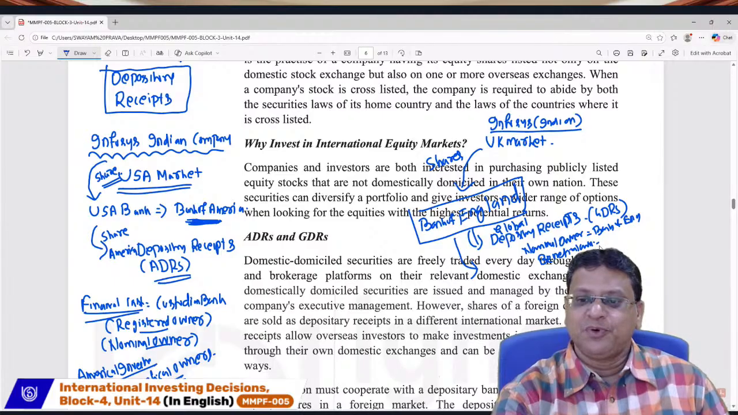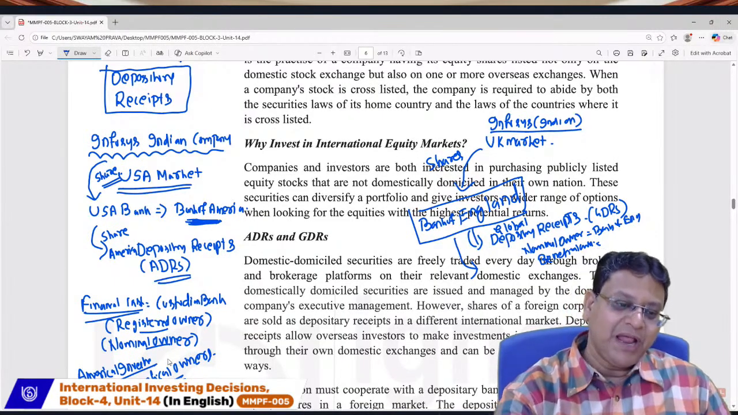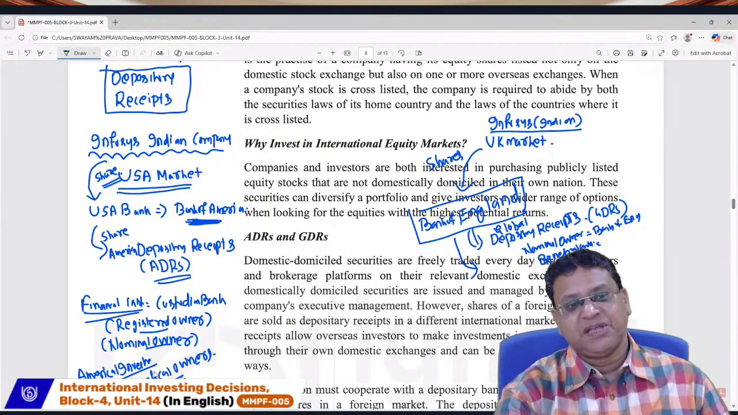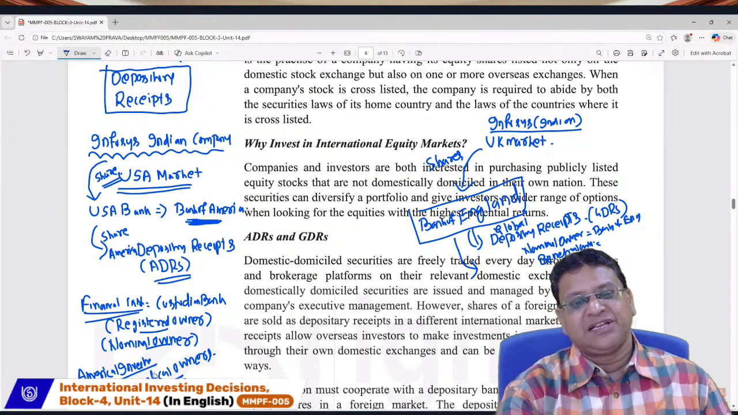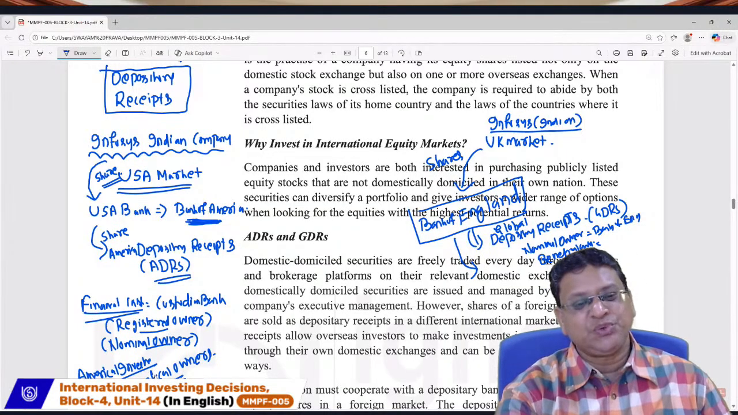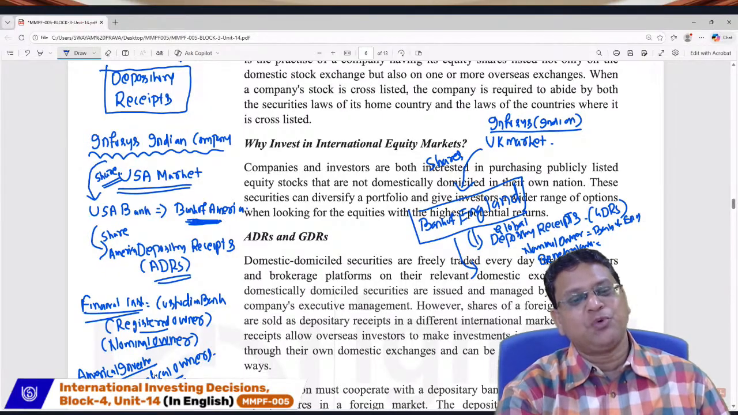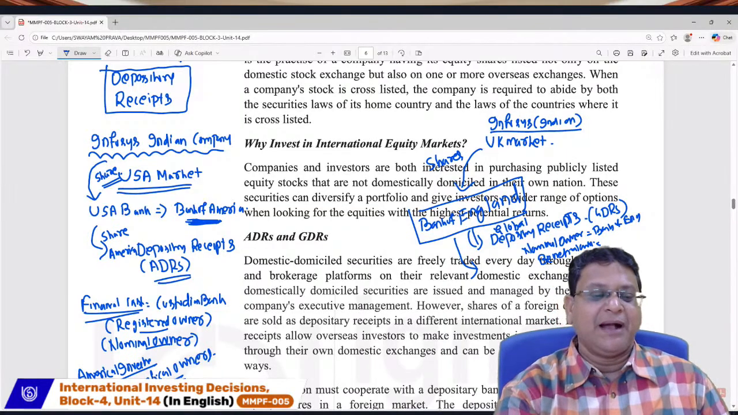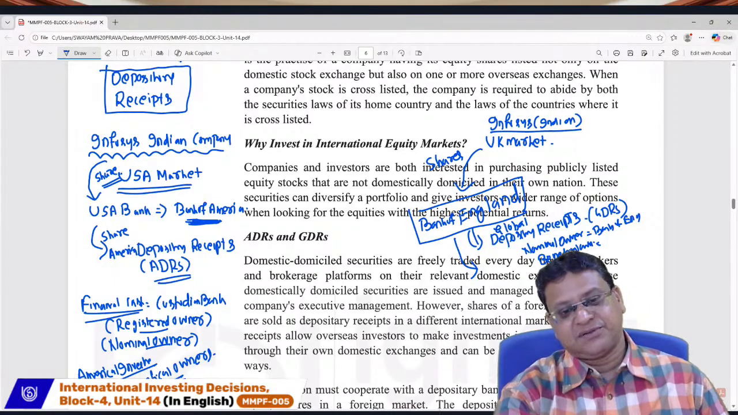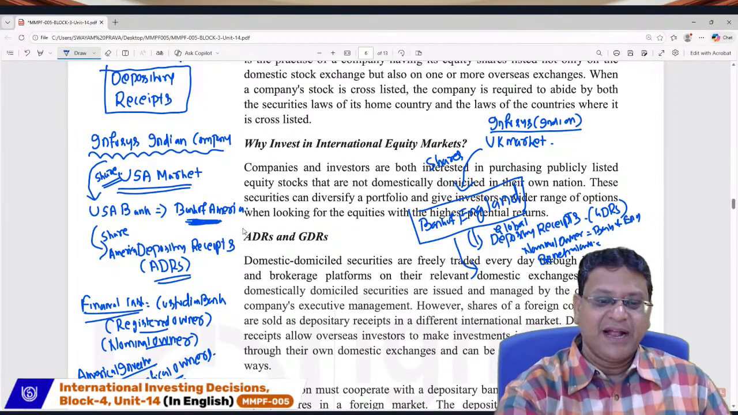So there are two types of ownership: one is nominal ownership, another is beneficial ownership. In the case of ADRs and GDRs, the nominal ownership lies with the financial institution which issued these depository receipts, and the person who buys these depository receipts is the actual owner, the beneficial owner. Only for namesake, the shares are in the name of the financial institution, but all the benefits go to the American investors or foreign investors. So this is the concept of ADR and GDR.